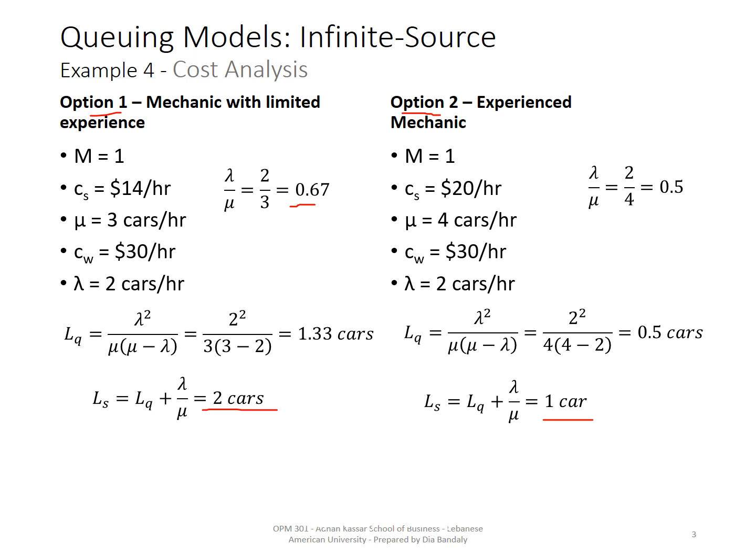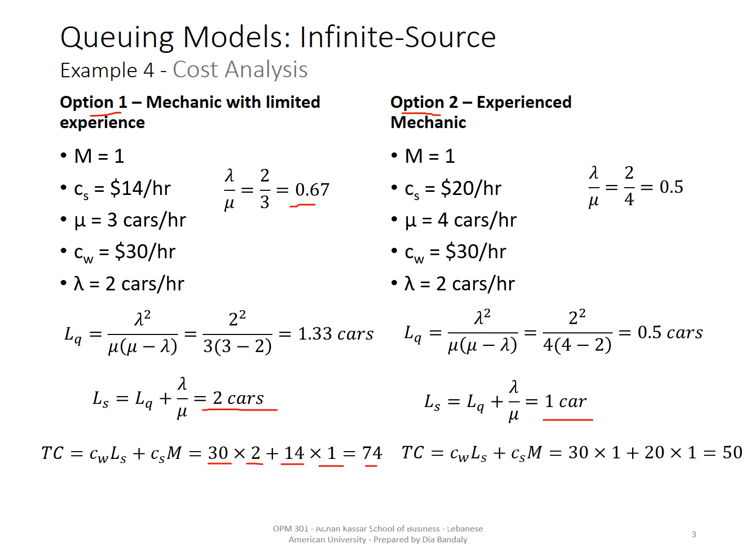So in the first option, now we are ready to find the total cost because now we have all the parameters. So it's 30 times 2 LS plus CS, which is 14 times M, which is 1. So that's $74. While in the other option, it's 30 times 1 plus 20 times 1. So that's 50.